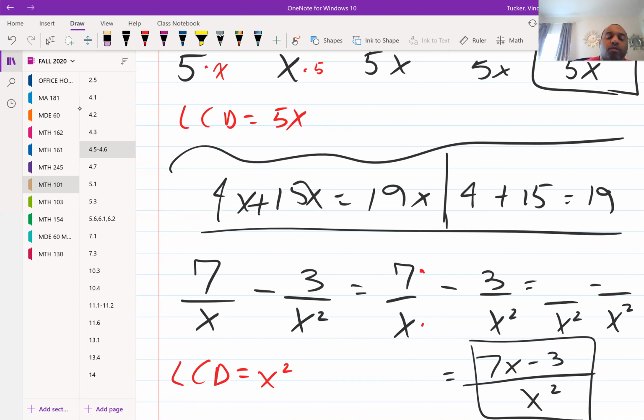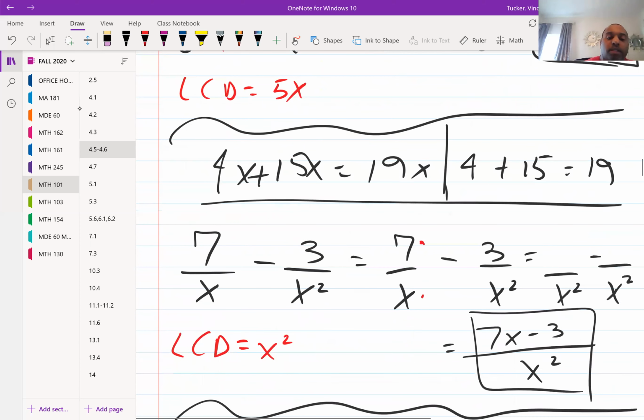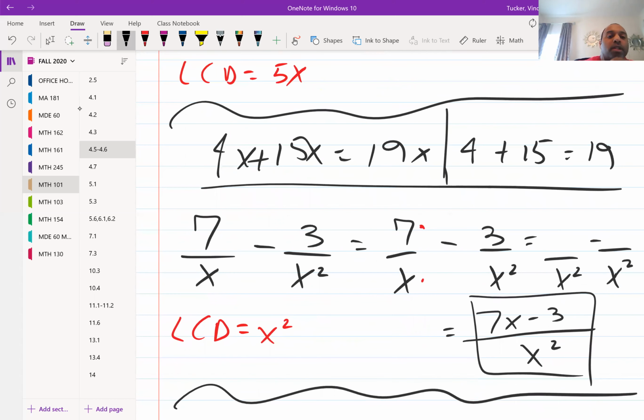All right, so for this next one, we have x and x squared. The LCD is going to be x squared. It's the same thought process as having 2 in the denominator and 4 in the denominator. You know, our LCD in this case would be 4 because 4 is 2 times 2. So when I look at this, this is just 1x and this is x times x. So our LCD is going to be that x times x, which is x squared.